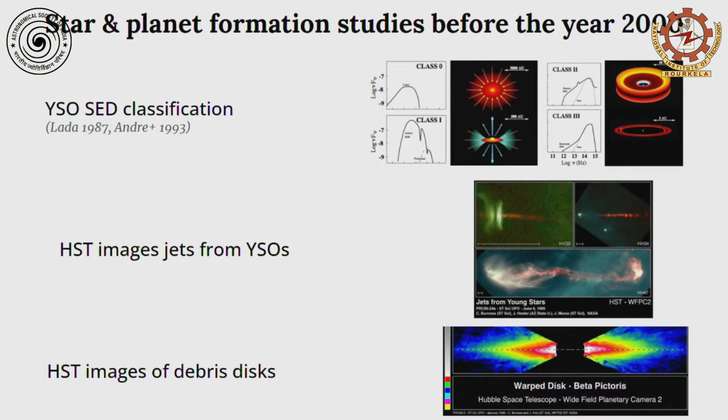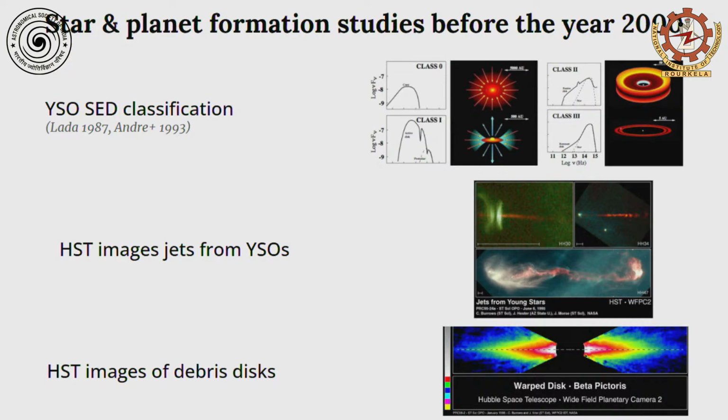Now, since I was talking about star and planet formation in the new millennium, where were we at the turn of the century, at the turn of the new millennium? Of course, the modern star formation theory was already in place by the work of Larson and Frank Shu and others, in the late 70s and by the mid 80s.